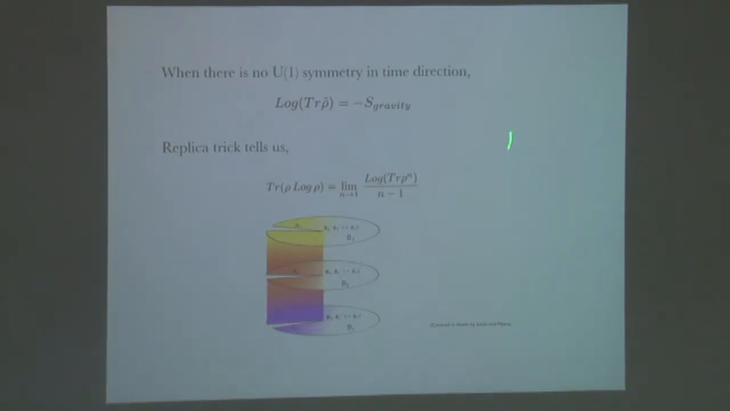This is the Rényi entropy. One can evaluate it for any integer n, then do an analytic continuation in n, and finally take the n equal to 1 limit to get back the entanglement entropy. These things are evaluated using the so-called replica trick, which was covered by Justin and Myers in their talks. So I will just briefly mention these things here for the sake of continuity of my talk.